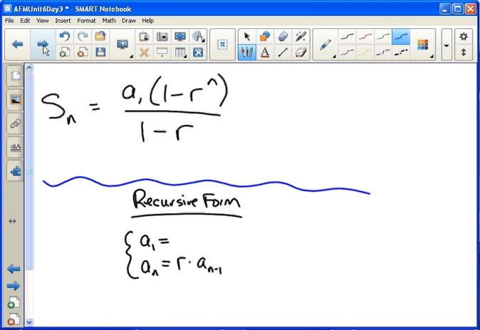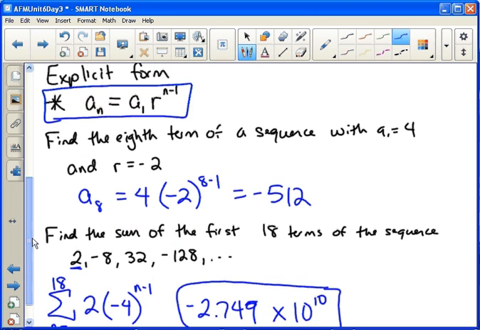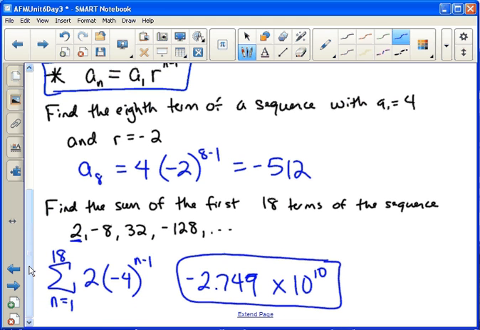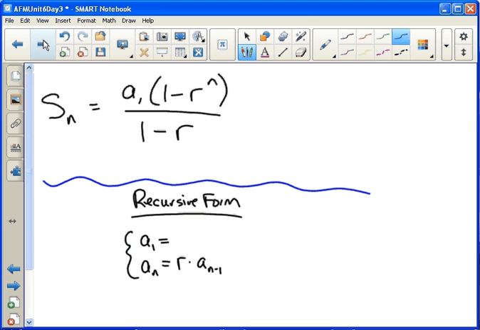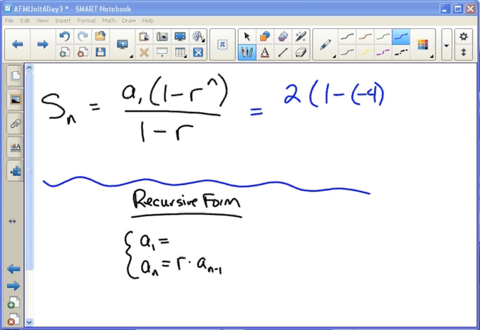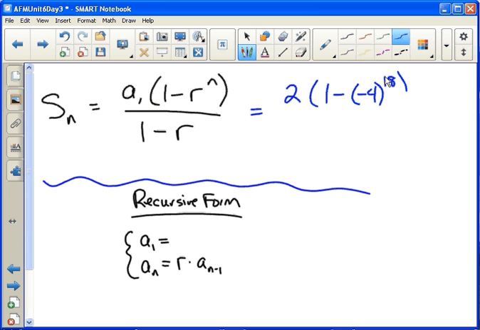So for the previous example we just had, let's look down at that again. Okay, our A1 was 2 and our R was negative 4. So let's look at that. So our A1 was 2, our R was negative 4. And then N is the number of terms. N is the number of terms you're trying to find. So we're doing the first 18 terms, so I'd plug in 18 for N. Then I'd do 1 minus negative 4 on the bottom.